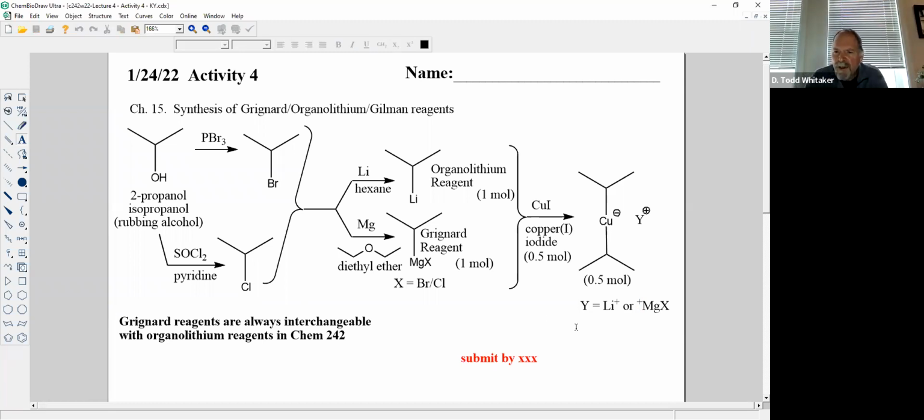Another way to write the molecule would be R2CuY. That is a Gilman reagent. And that's the end of this activity.